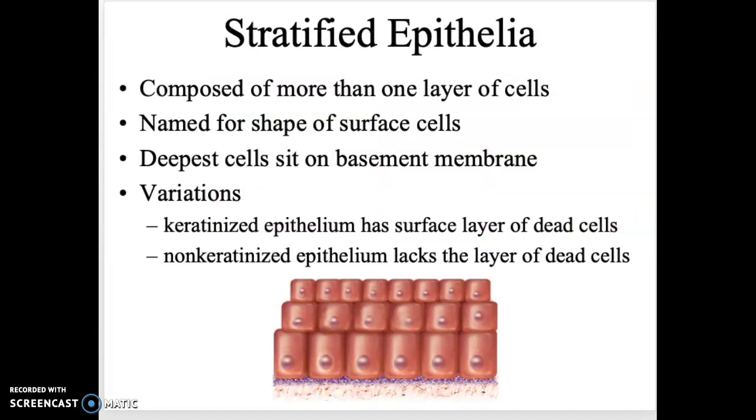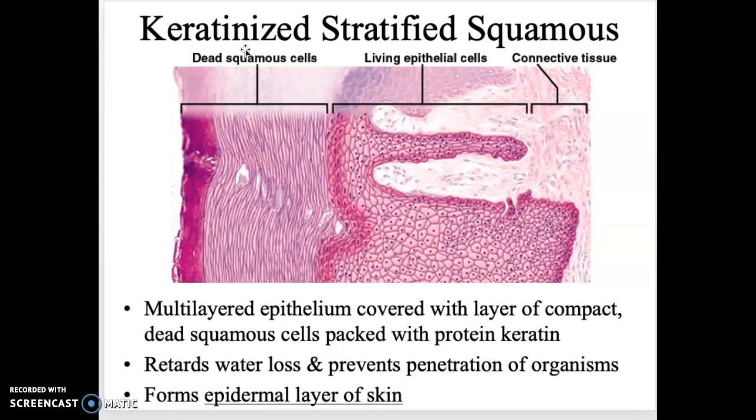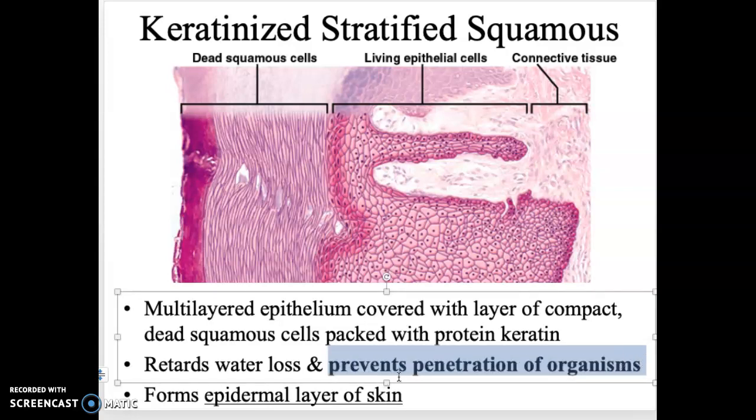Stratified, there are a bunch of different types of stratified epithelium. The first one is keratinized stratified squamous. So here, keratinized, we have this whole layer here of dead cells. These are living, and then this is the connective tissue below it. So lots of different layers, and they are squished. This is really useful on the outside of your skin to protect you, so it prevents organisms from coming in, and you'll find this on the outside of your skin.